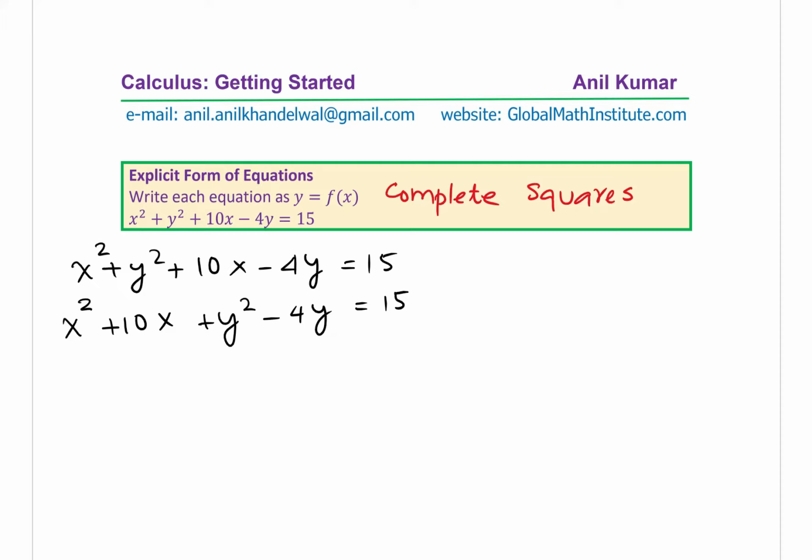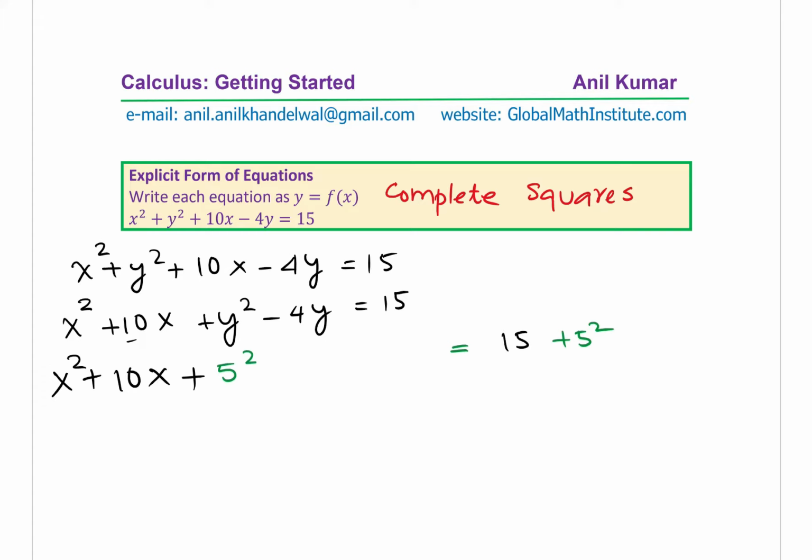To complete the squares, what is half of 10? Well, half of 10 is 5, so we should add 5 square, correct? So we'll add 5 square here. So let's add 5 square on both the sides. So we'll do 5 square, which is 25. And on this side also, let me write 5 square first. Okay. And I'll continue writing the other terms, which is 15.